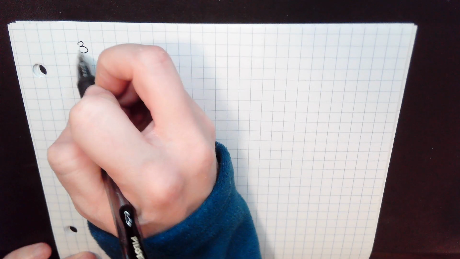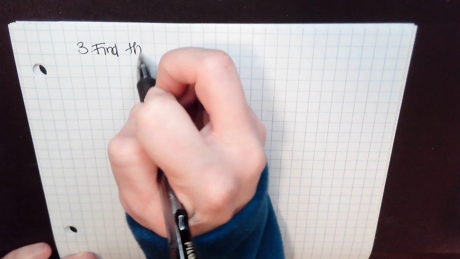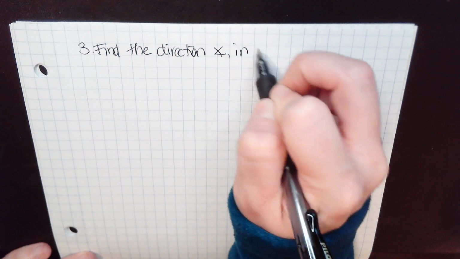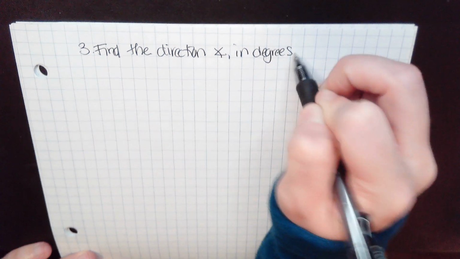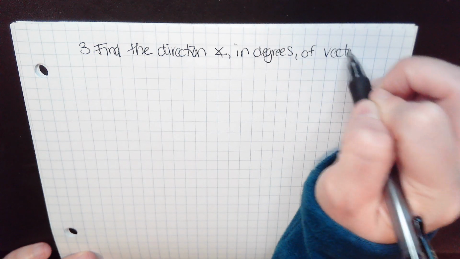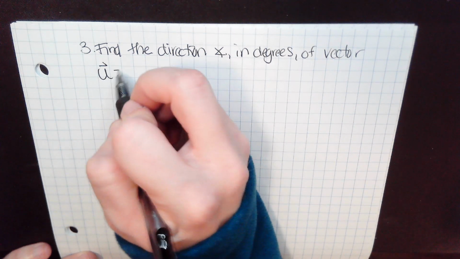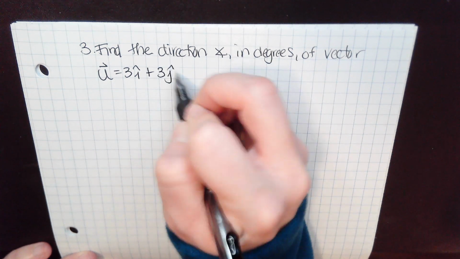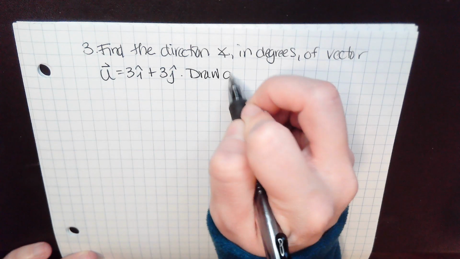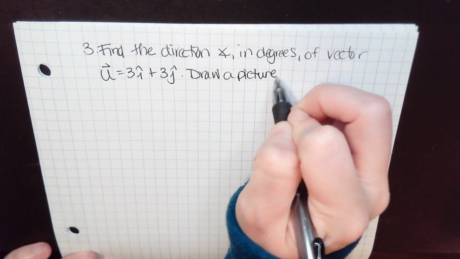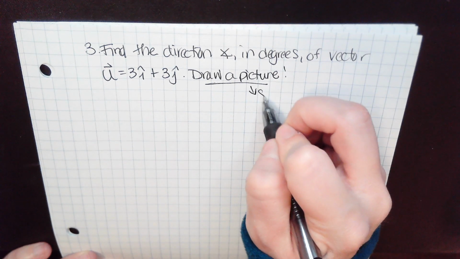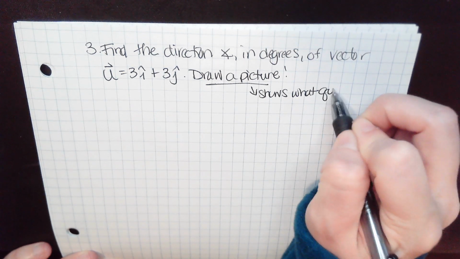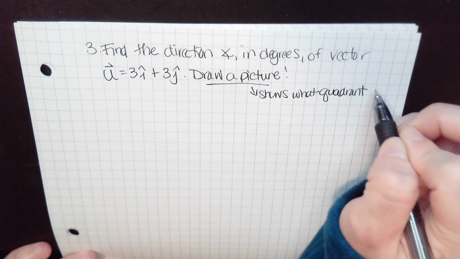let's look at an example. Find the direction angle in degrees of vector u equals 3i plus 3j. And always with these, it's really important to draw a picture because that's going to show you what quadrant you're in, which you need to know in order to get the correct answer.